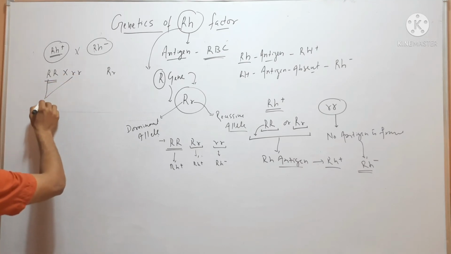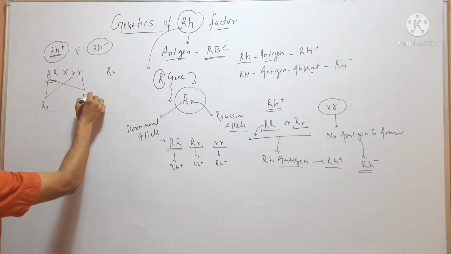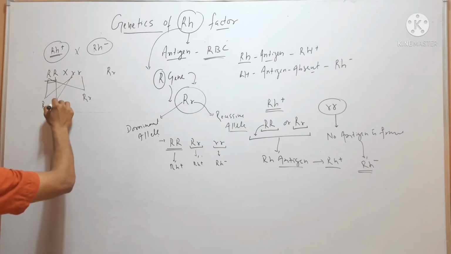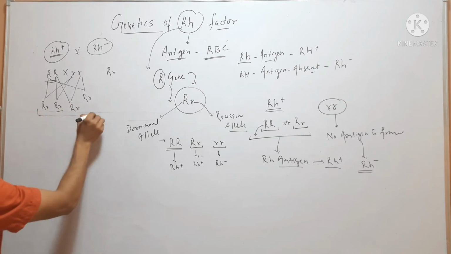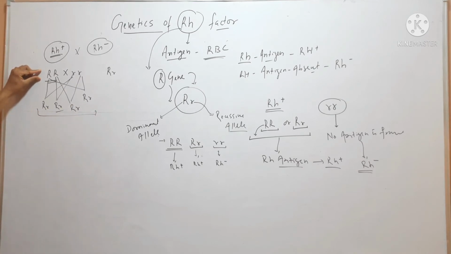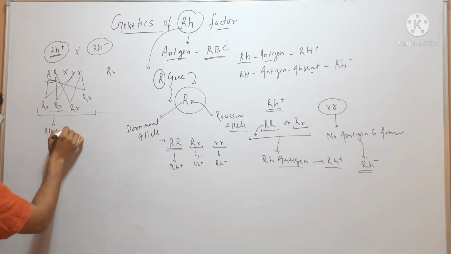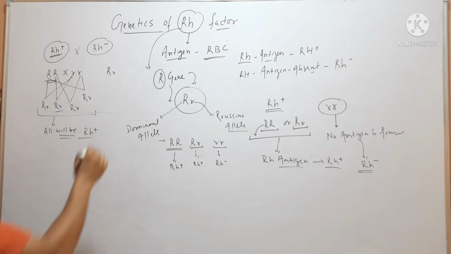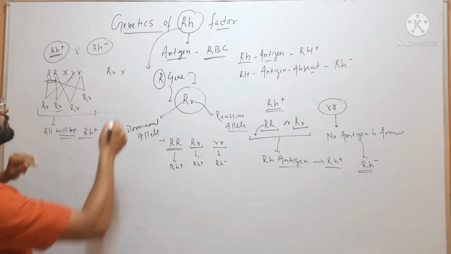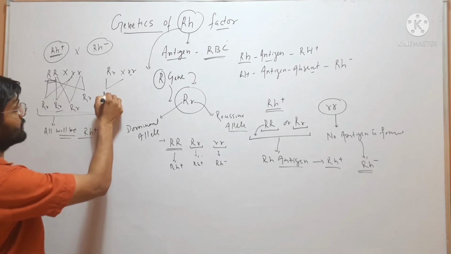So when we cross it with capital R, small r, we get capital R, small r, capital R, small r, capital R, small r, capital R, small r. If the genotype is homozygous dominant for the R gene, then all will be Rh positive. If it is heterozygous and we cross it with Rh negative, then what will we get?